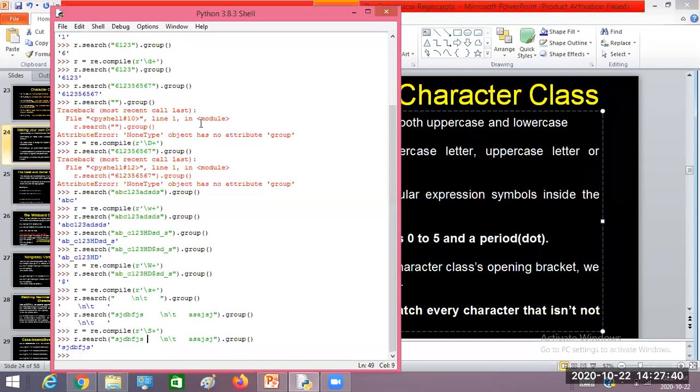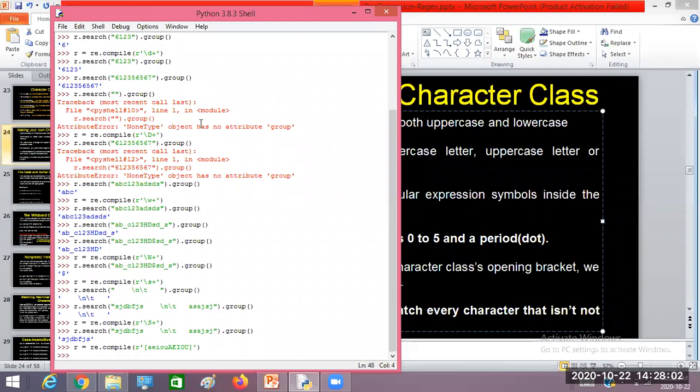Now look here. a e i o u or capital A E I O U, so this is one character class. It is going to match a single-letter vowel. For example, I will take this text here and write this pattern. Now, what will be the output from this one? Can you tell me?